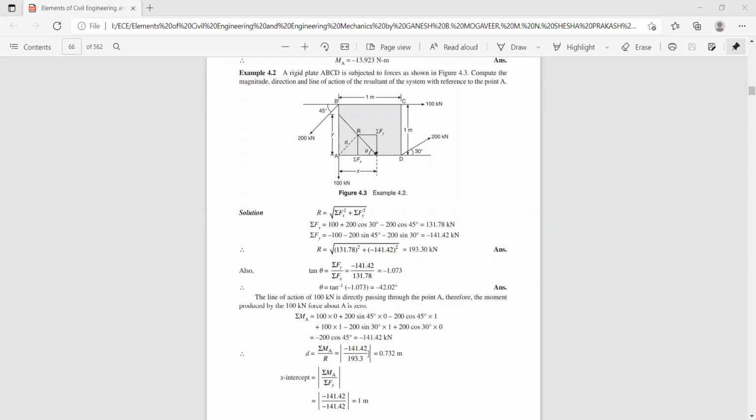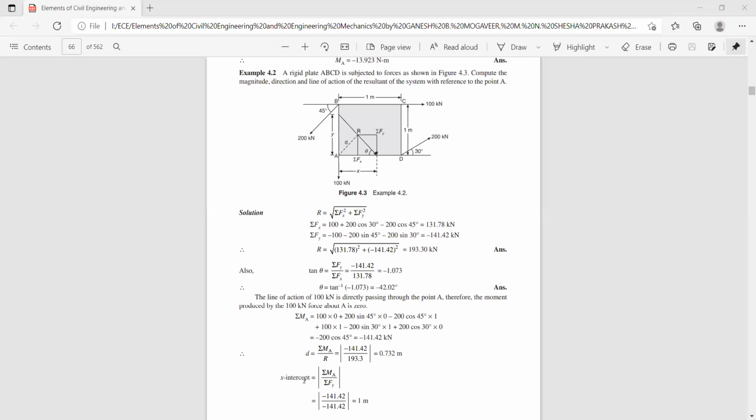The sum is negative. So now you want the position of the resultant. D is equal to sigma MA divided by the value of the resultant. Here you got the value of the resultant, that is 193 point something. So thereby you get the position of the resultant as 0.732 meters.